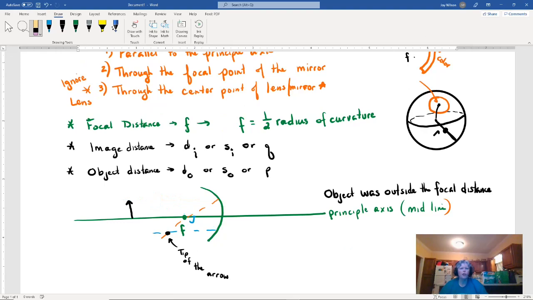Now I'm going to pick another place on this arrow. I'm going to figure out where another place on this arrow is. So the tip of the arrow is at that point. Let's pick another spot. Let's pick the middle of the arrow. It really doesn't matter where you pick. So now we're going to do another set.